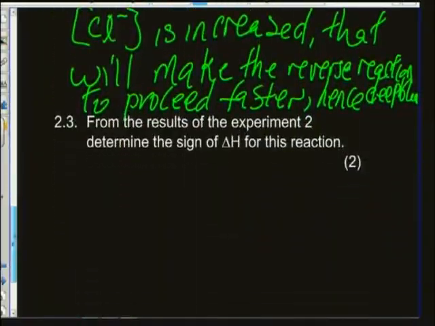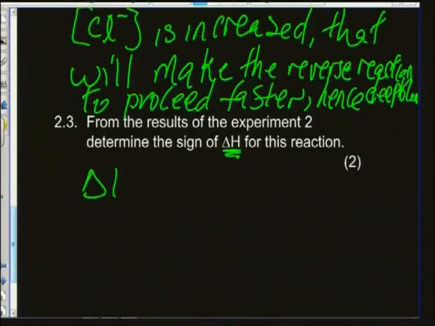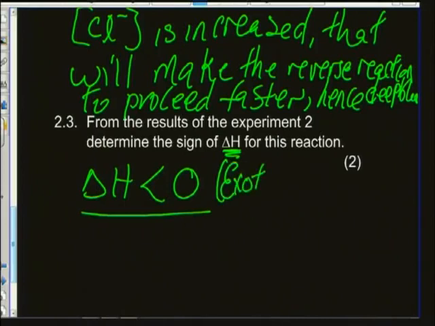In this question, they say, from the results of experiment 2, determine the sign of delta H. The solution becomes pink when the beaker is cooled, and we favored the forward reaction. The reaction which is favored by cooling the reaction mixture must be a reaction that is exothermic, in other words, that liberates energy. For an exothermic reaction, delta H is less than 0. So this reaction is exothermic.